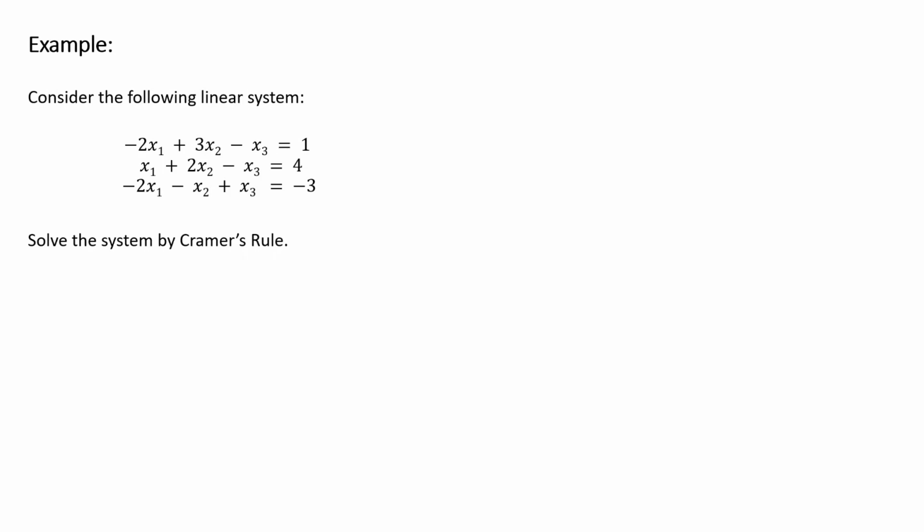Using Cramer's rule, and given this linear system, let us find x sub 1, x sub 2, and x sub 3. First, we need to write the coefficient matrix of this system. We name it as A. The coefficient matrix has rows: negative 2, 3, negative 1; 1, 2, negative 1; negative 2, negative 1, 1.